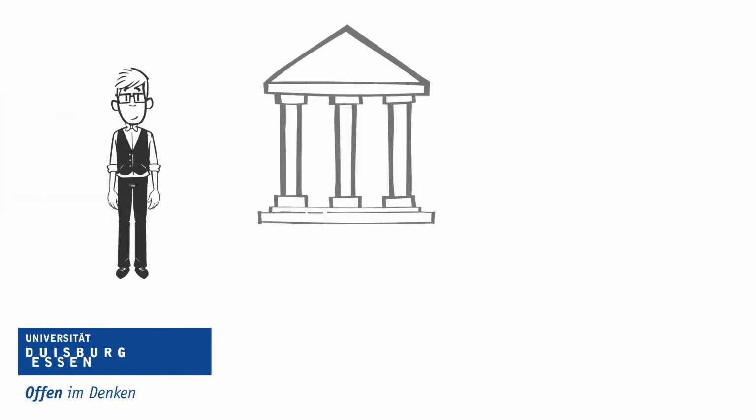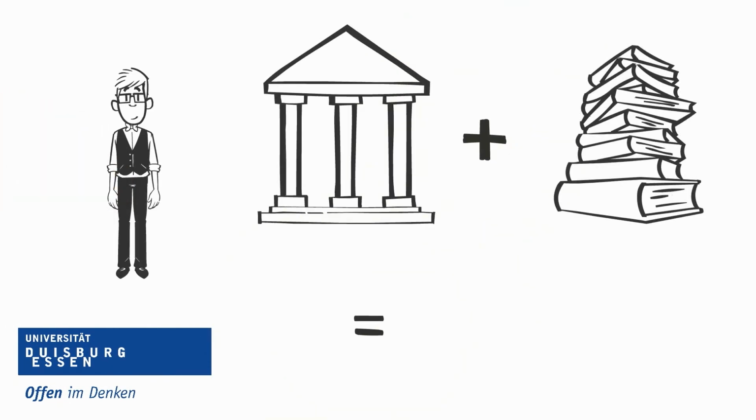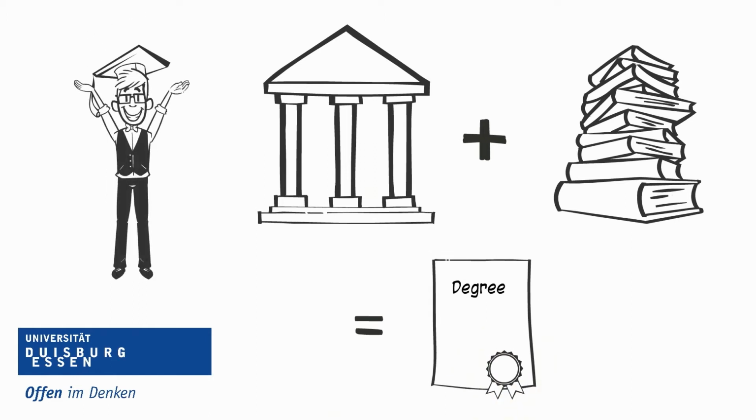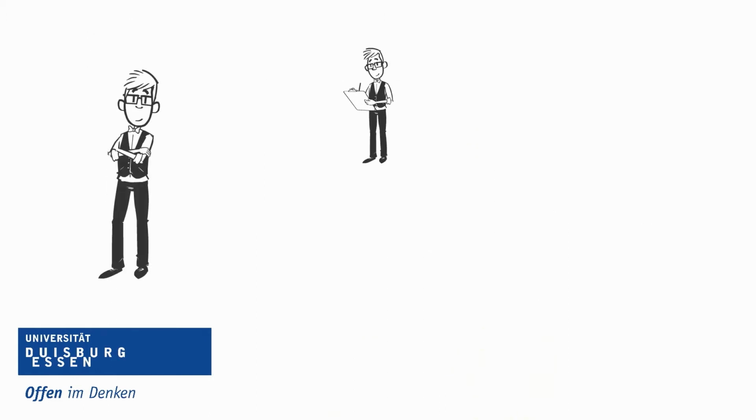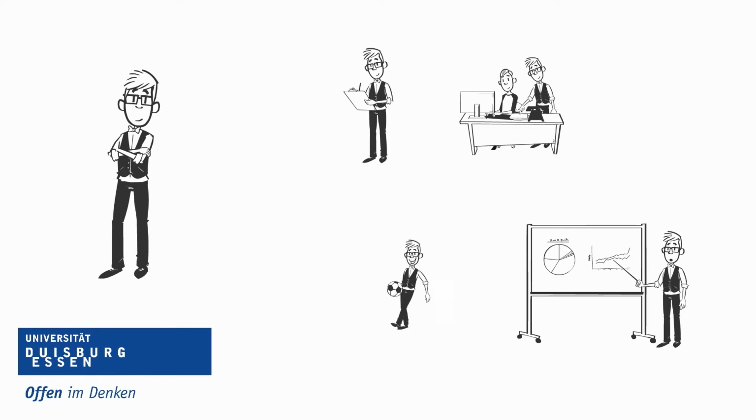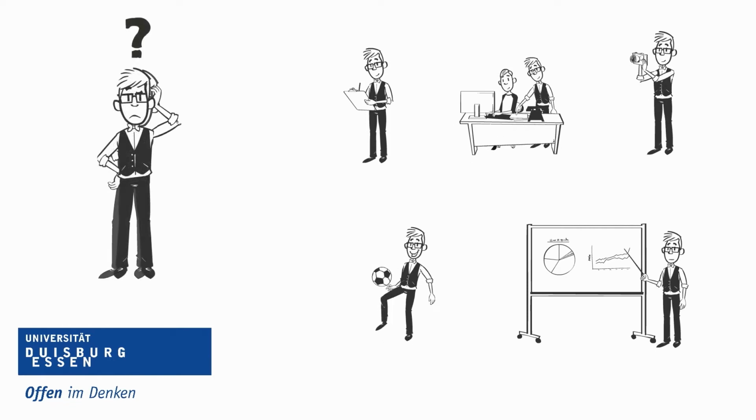This is the student Stefan. Soon he will have his degree in humanities. Stefan has learnt a lot and can do quite a few things, but what he doesn't know is how to present this in a curriculum vitae.